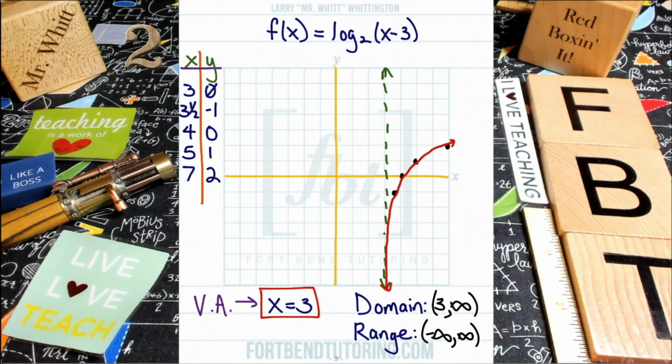We have our vertical asymptote. We also have our domain and our range, people. There we have it. All right, on to the next part.